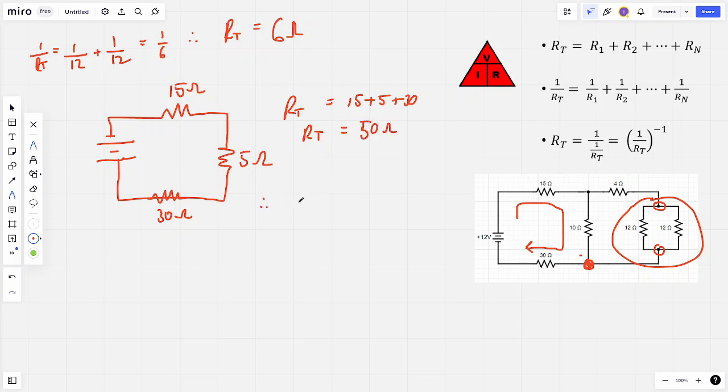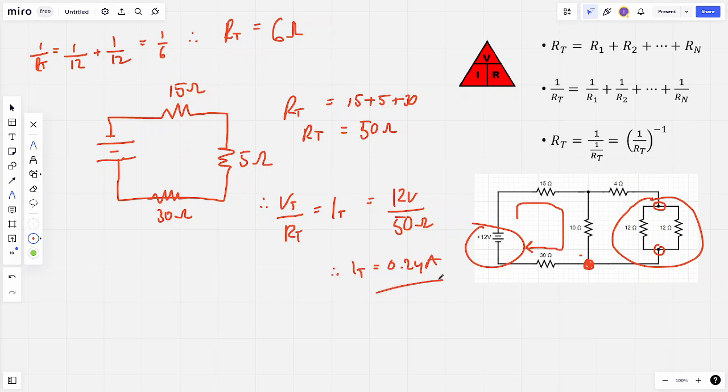Therefore, using Kirchhoff's law, V equals IR, we can say that the total voltage divided by the total resistance is equal to IT. So we've got 12 volts here, divided by 50 ohms. So therefore, IT is equal to 0.24 amps. So hopefully that's made sense.